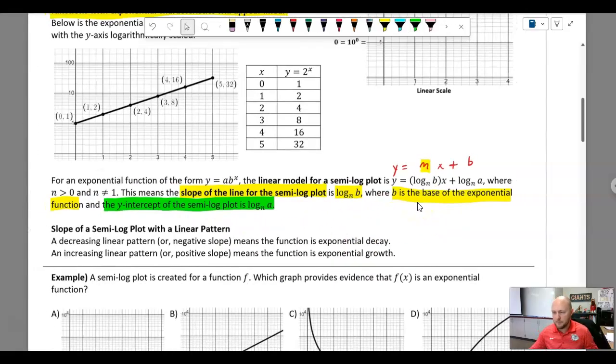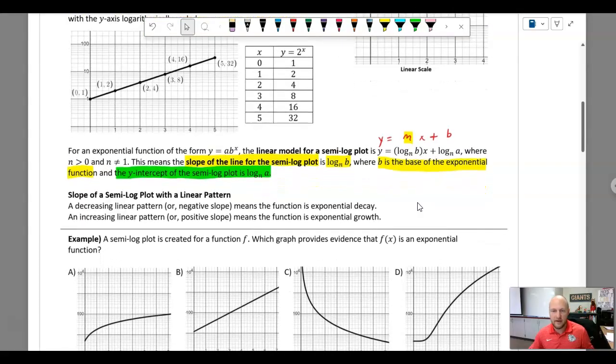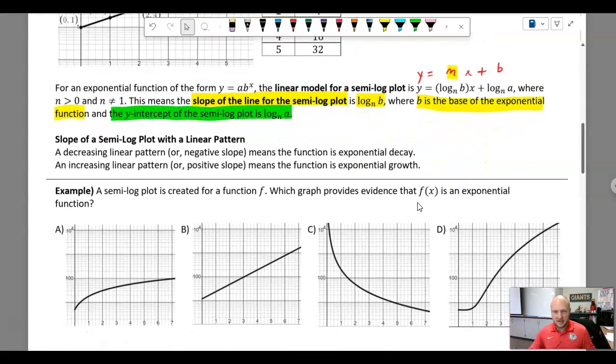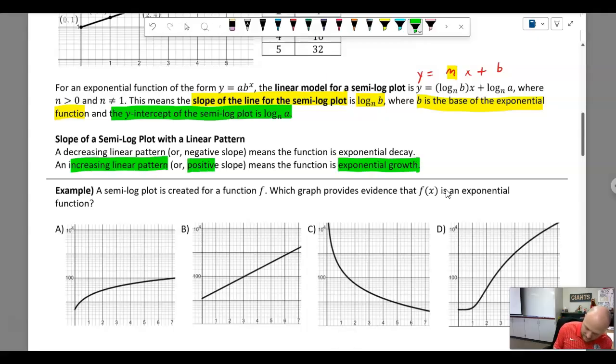So we'll go ahead and look at some examples of that and kind of how that happens. So lastly, slope of a semi-log plot with a linear pattern also indicates a couple things. One, if your straight line is going up, increasing, that is going to be exponential growth, positive slope. Negative slope, or a decreasing linear pattern, will indicate exponential decay.